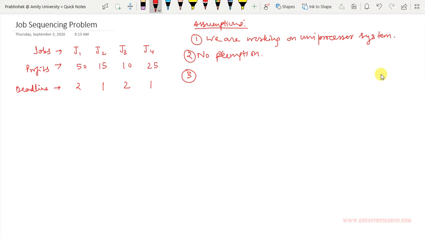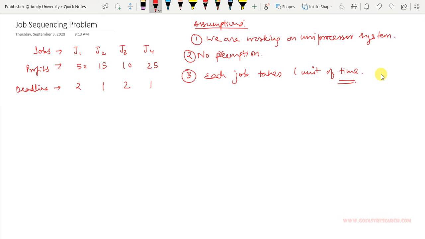Third, each job takes 1 unit of time. Okay. We have seen that there are 4 jobs, J1, J2, J3, J4, and the job J1 has deadline 2, and job J3 also has deadline 2. What does this mean? Let's say these deadlines 2, 1, 2, 1 are, for example, months. It can be anything in terms of time, but so that you can understand it more properly, I'm just taking the example that these are months.